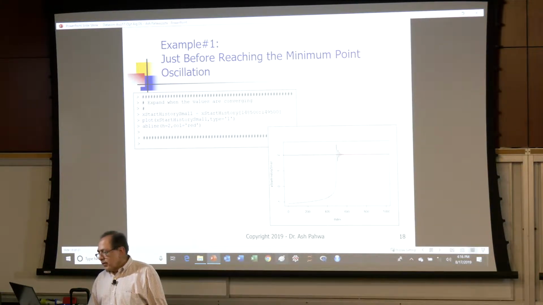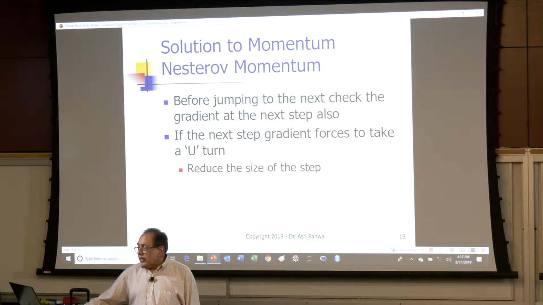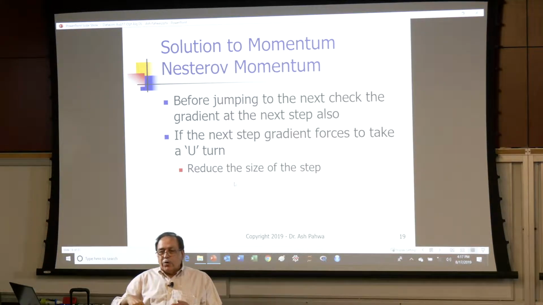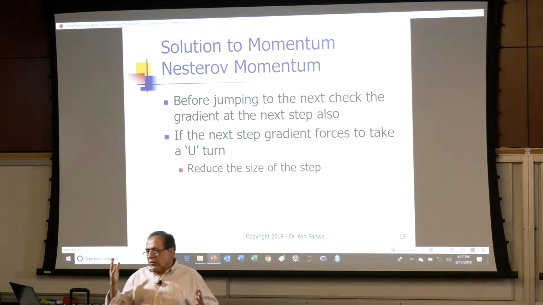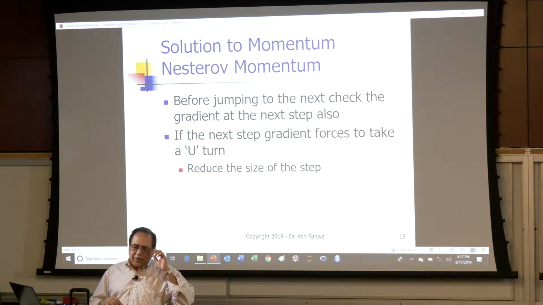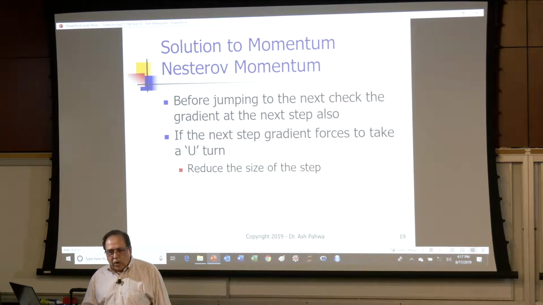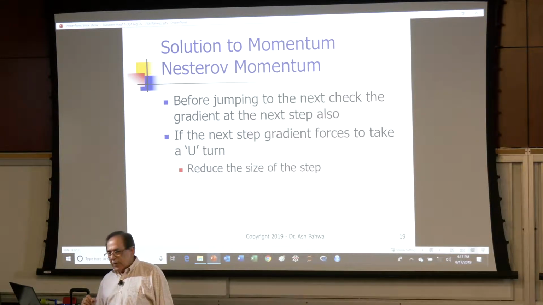Basically, Nesterov said that before jumping to the next step, check the gradient at the next step, so that you do not have to do a U-turn and come back here to find the minimum point of that function. Nesterov has gained a lot of prestige and respect in this industry. People use Nesterov momentum as well, but this was just an addition to the momentum based gradient which was specified before.